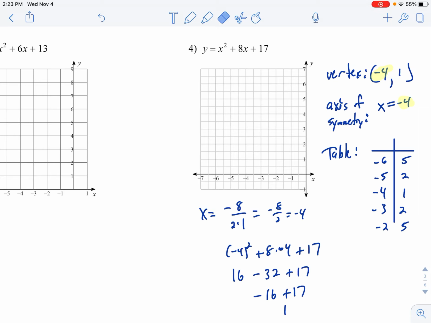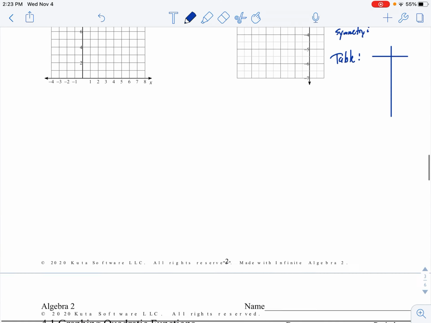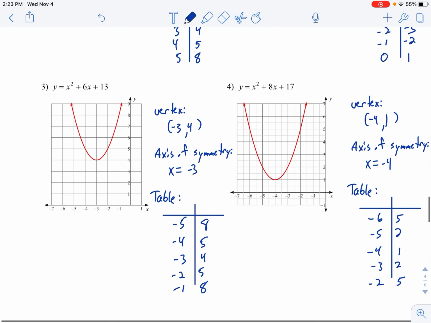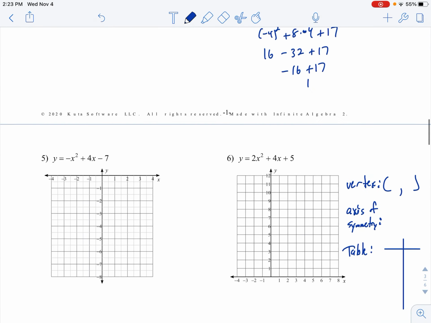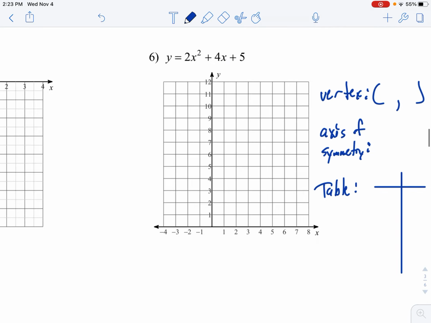So, looking pretty good. We've got our vertex, our axis of symmetry. Now all we have to do is plot points. Negative 6, 5. Negative 5, 2. Negative 4, 1. Negative 3, 2. Negative 2, 5. Connect the dots, make it a gradual curve so it looks like the letter U, and there it is. Check number 4, and we're good. You'll notice the answer key is partially handwritten by me. It's just the way it's going to be.